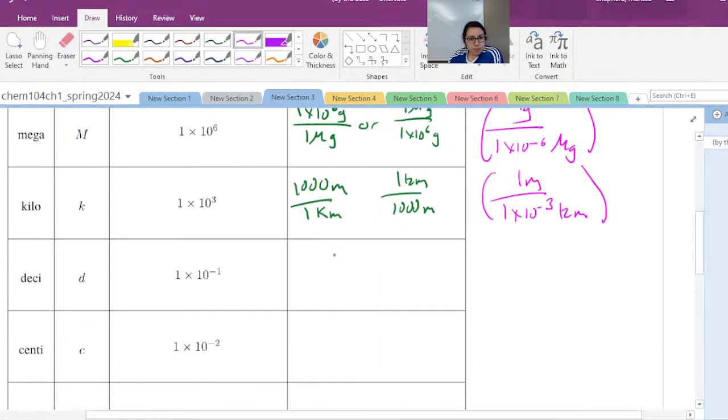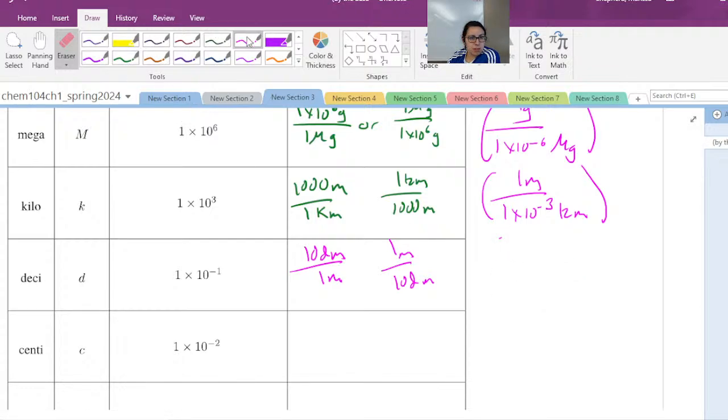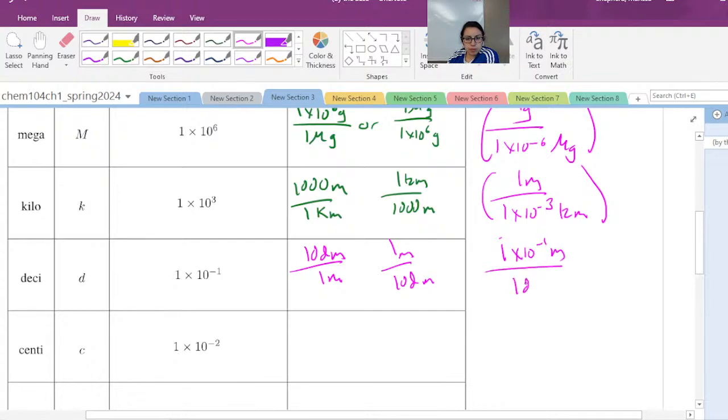So deci, I usually like to just think of there's 10 decimeters in 1 meter. Or like they have there, so 1 meter is 1 times 10 to the negative 1 decimeters. Oh, no, that's not right. It's equal to 10. Sorry. I'm screwing this up here. There we go.